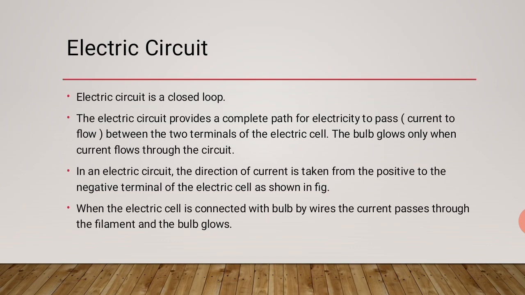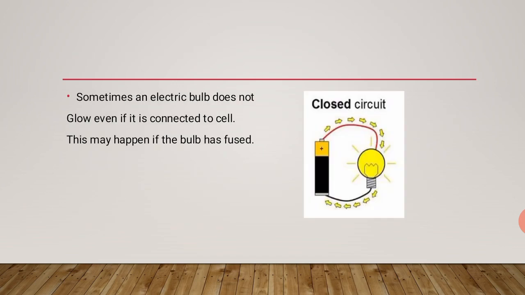When the electric cell is connected with the bulb by wire, the current passes through the filament and the bulb glows. Sometimes the bulb does not glow even though it is connected to a cell. This may happen because the bulb has fused or is dead. See the diagram showing the flow of electric current from the positive terminal to the negative terminal. Next slide.